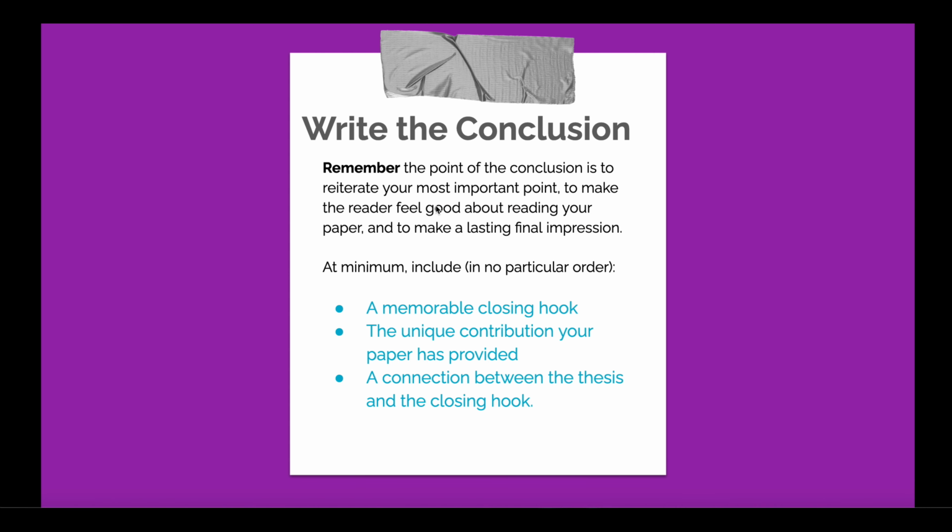So the point of the conclusion is to make sure that the most important lesson learned, or the most important thing that you want your reader to walk away with, is reiterated or repeated with more emphasis. And then you also want to make the reader feel good about the fact that they spent that much time reading your paper. And also you want to make that lasting final impression, give them something to think about when they've walked away. I like to call that the closing hook. And those can appear almost any order in a conclusion.